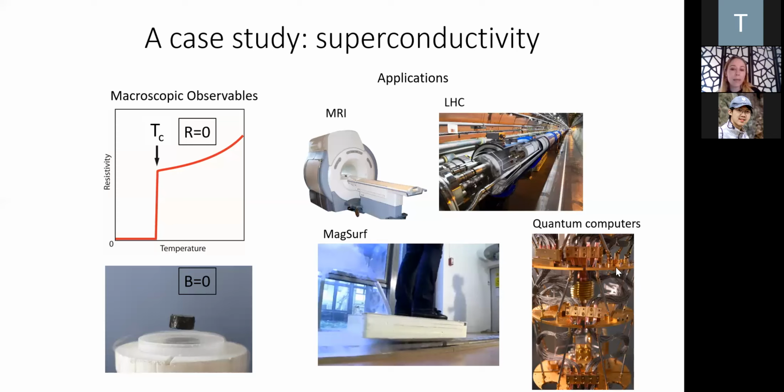Many purported quantum computers also use superconductors, but they don't directly utilize these macroscopic observables. They utilize quantum properties of superconductivity that I'll come to in a few slides.